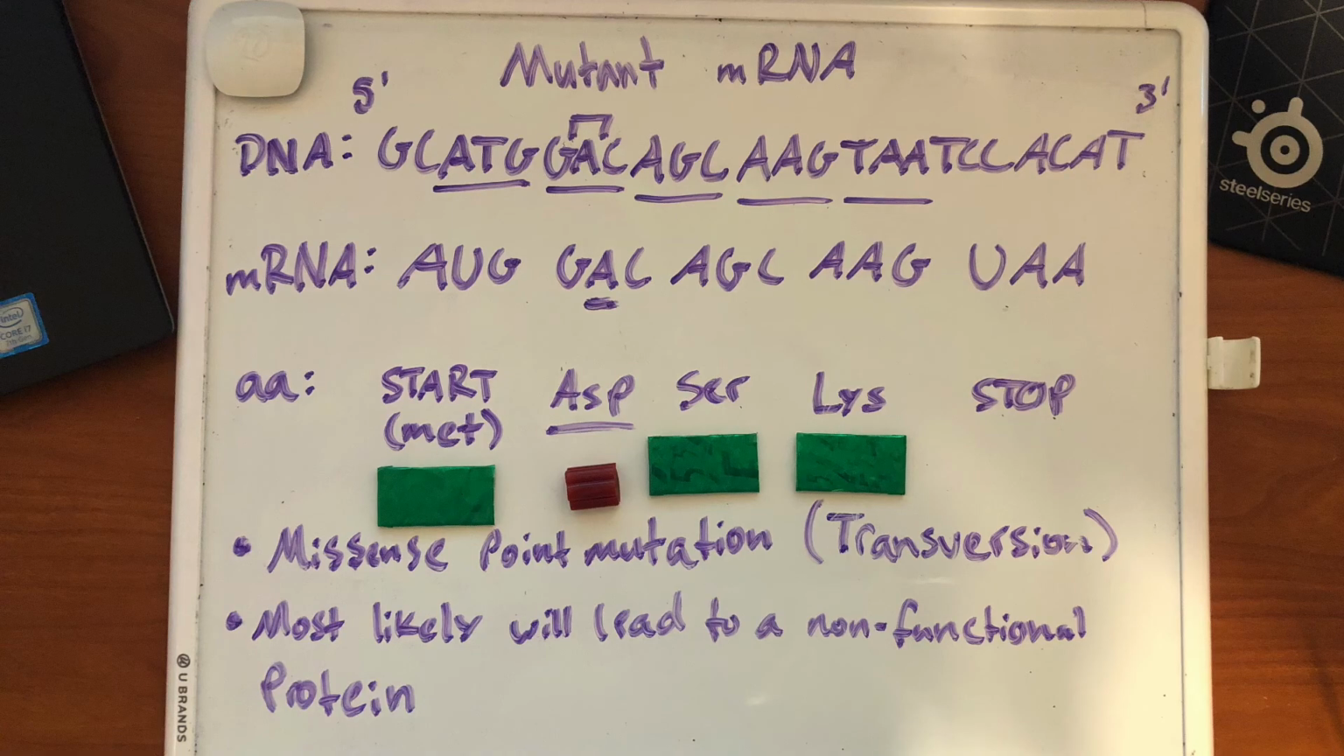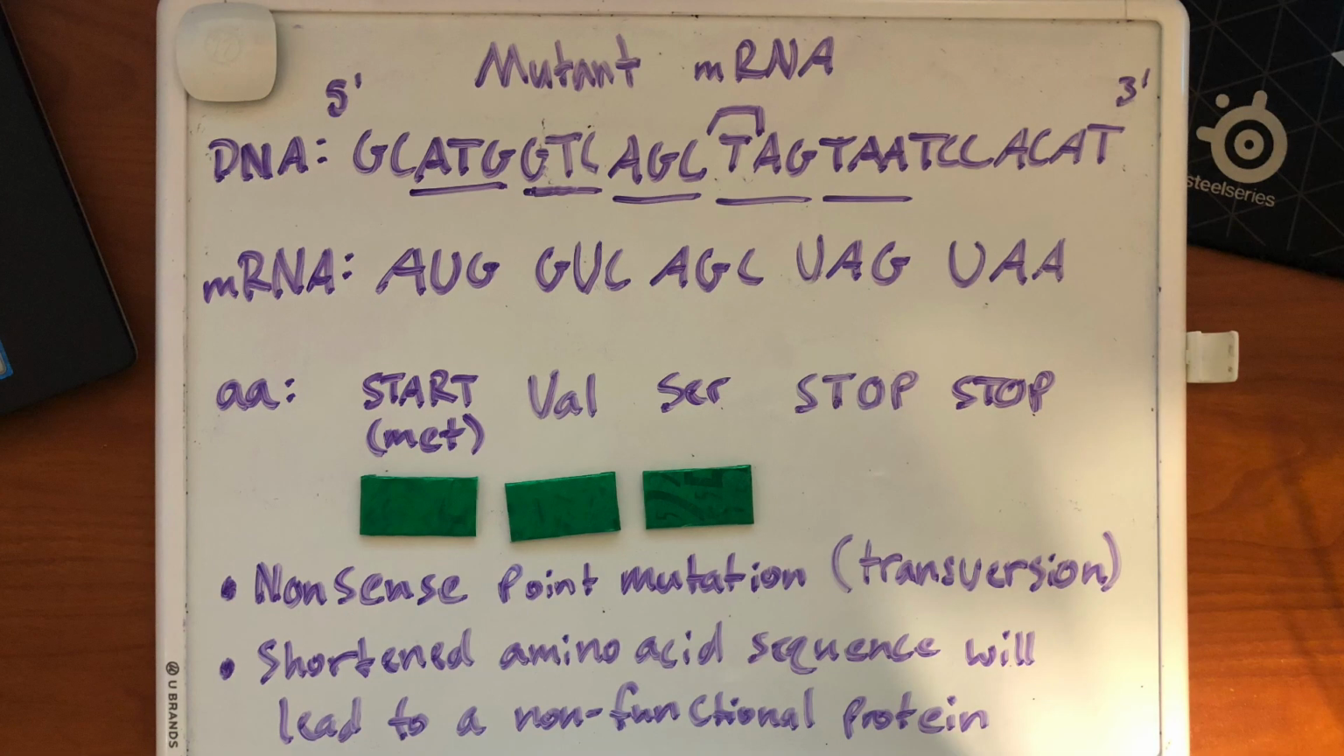Here we have a missense point mutation, and it's a transversion because it is a mutation from a T to an A, which is a pyrimidine to a purine. And so it will make the valine turn into aspartate, and it will create a different amino acid, which will most likely lead to a non-functional protein. Next, we have a nonsense point mutation, and it's also a transversion because it's an A to a T, a purine to a pyrimidine, and the mRNA will now be UAG, which codes for a stop codon, so it will have a short amino acid sequence, and it will lead to a non-functional protein.